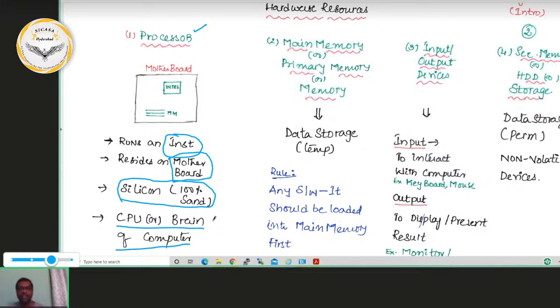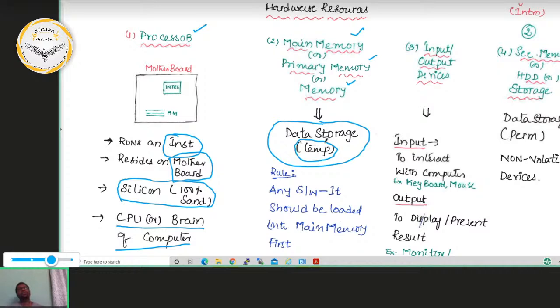The second hardware resource we will study is main memory. This main memory is also called primary memory or just memory. Why do we require it? Generally, memory is required for the purpose of storing data. However, this main memory will store the data only temporarily. That means if the power is there, it holds the data. If the power goes out, it wipes the data. So it is only a temporary storage.